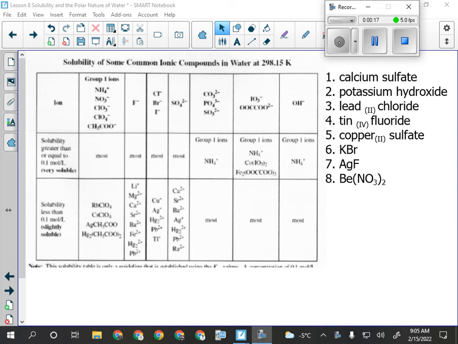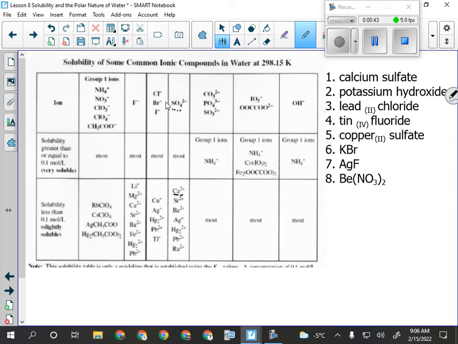So again, if we want to use this solubility chart, we look for the negatively charged ion in the top row. If it's soluble, the metal will appear in the second row. If it's not soluble, it will appear in the third row. So if we're looking at that first one, calcium sulfate, I would find sulfate, which is right here. It is soluble with most things, but calcium is listed right there, so that stuff would be not soluble.